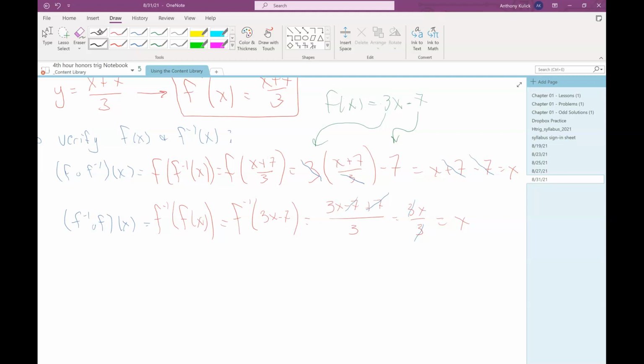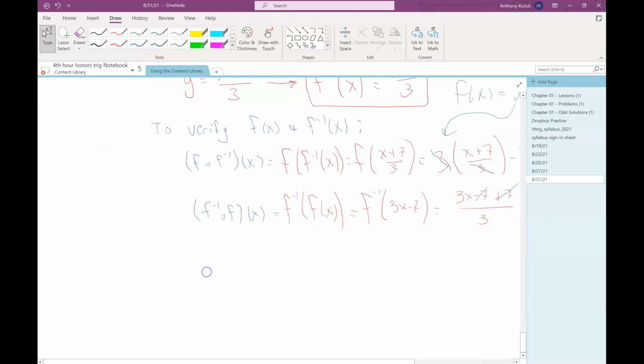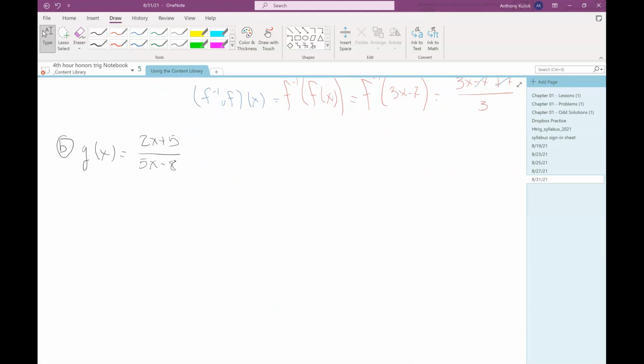Finding this inverse was not terribly challenging. Let's look at some more examples that are a little bit tougher. Let's see. G is the next letter in the alphabet. So let's look at this rational expression. What makes this one more difficult than the previous example? Yeah, we have x's in two different places. Very good. So just like before, I'm going to replace the function notation with a y.